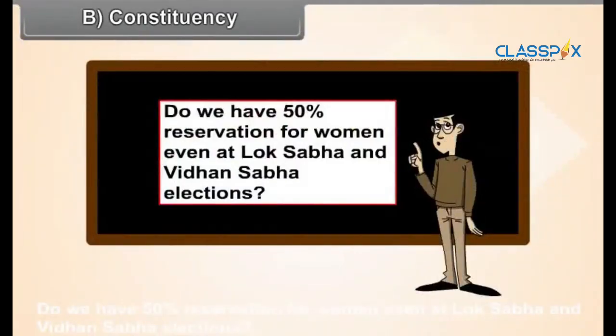Do we have 50% reservation for women even at Lok Sabha and Vidhan Sabha elections?